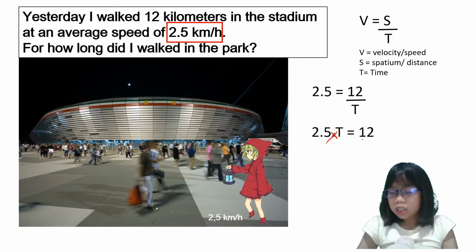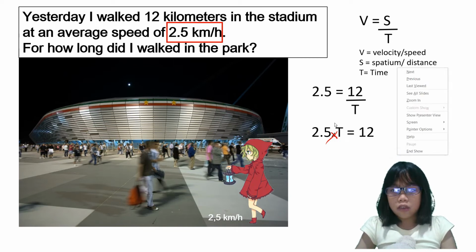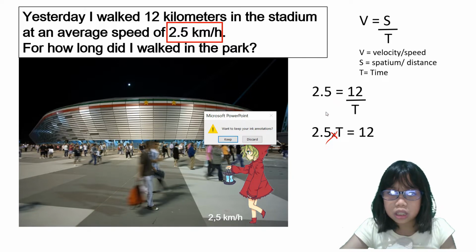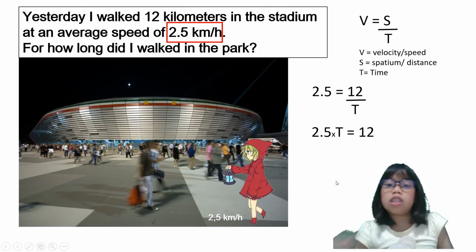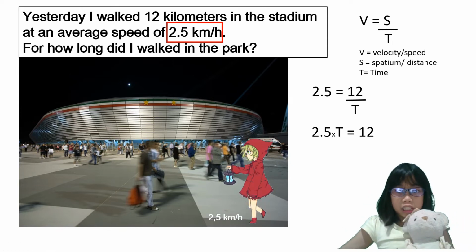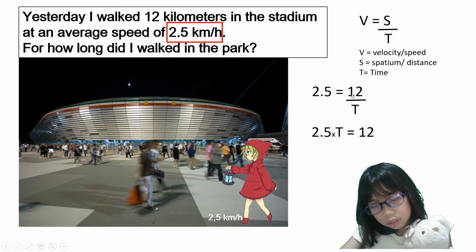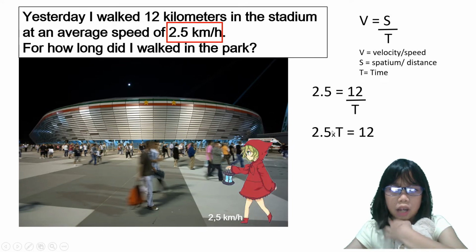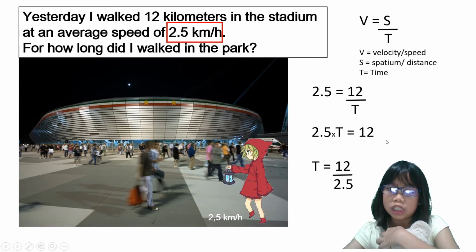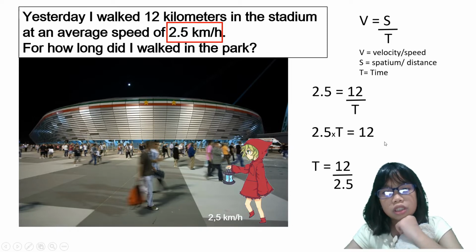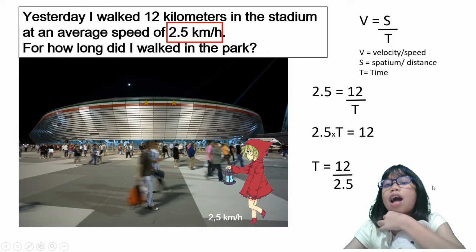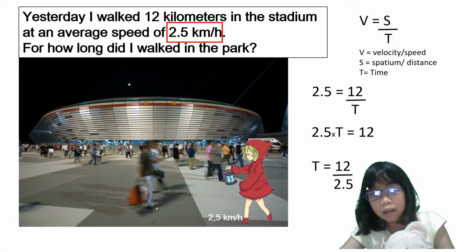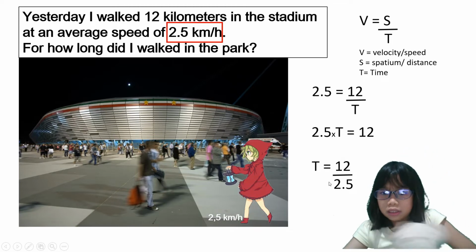So 2.5 times T equals 12. We're gonna flip things around still and put this over here. So it turns to T equals 12 divided by 2.5, because this is times 2.5 and now it's divided by, the opposite.